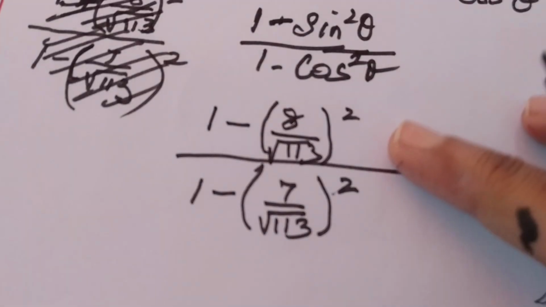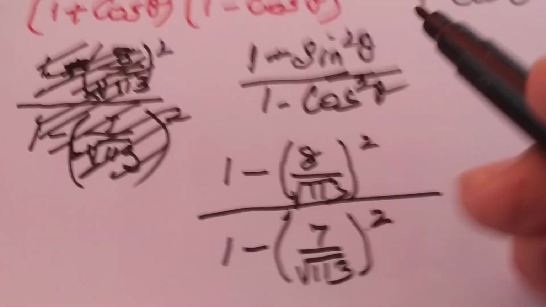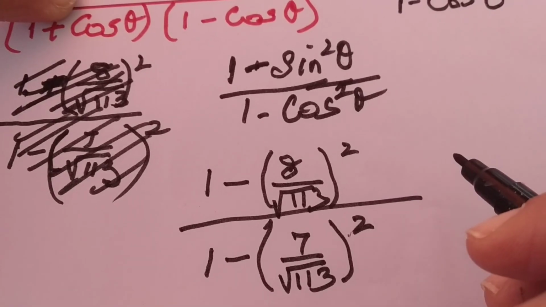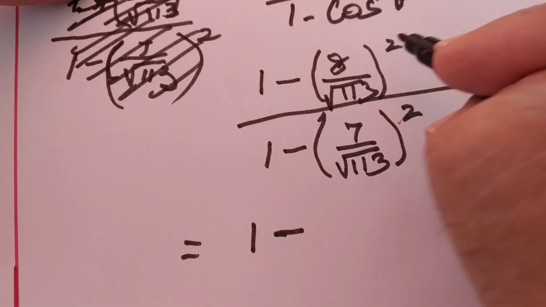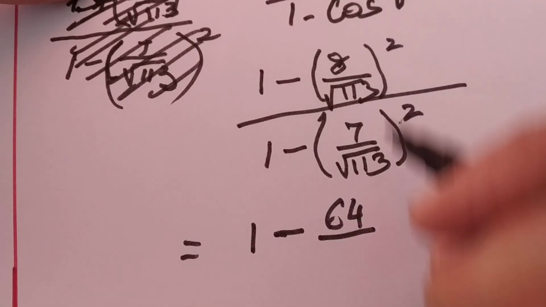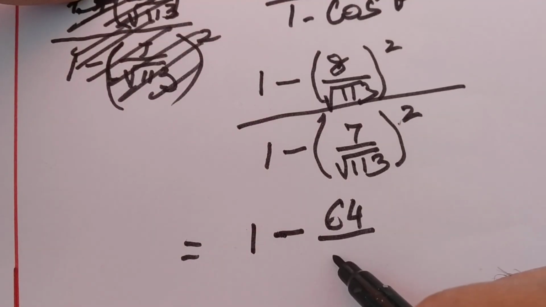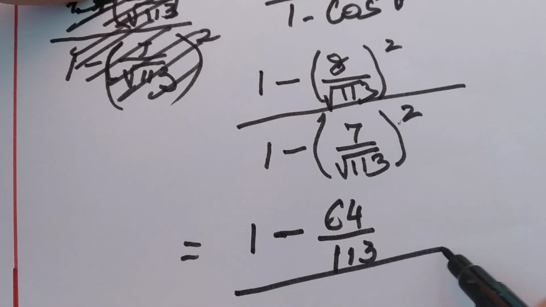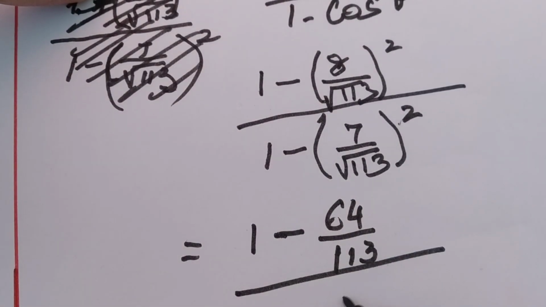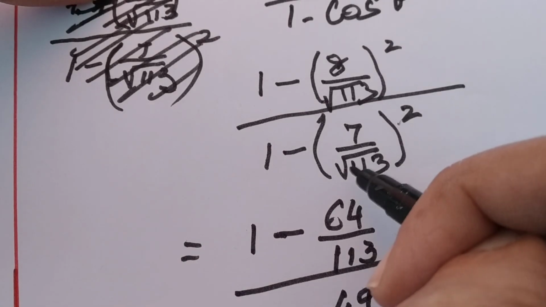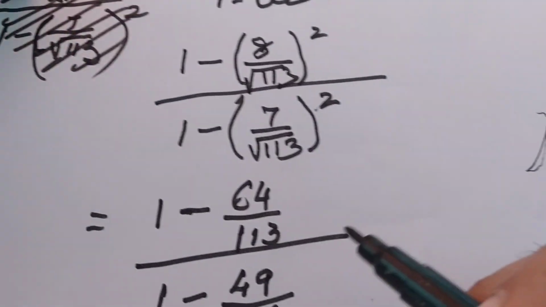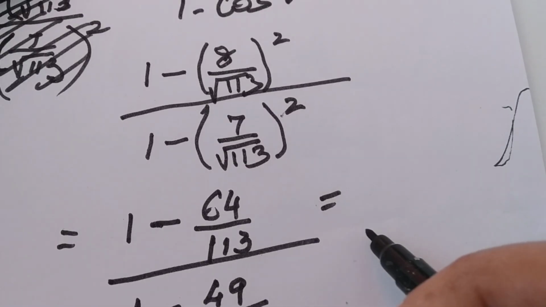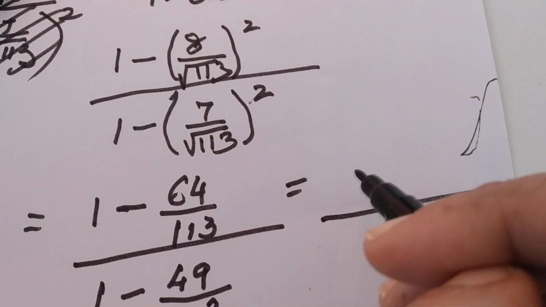Now here, let's further solve this. You have 1 minus, let's take the numerator. The numerator is 1 minus, now 8 squared is 64 divided by root of 113, the whole square, the root will go up and then it becomes 113. Same way for the denominator, it is 1 minus 7 squared is 49 divided by root of 113, the whole square, the root will go up, leaving 113 here, right? Now what you need to do is take the numerator. So the LCM is 113.